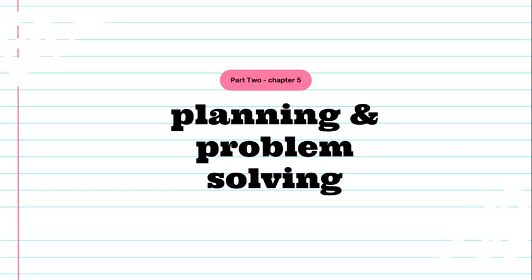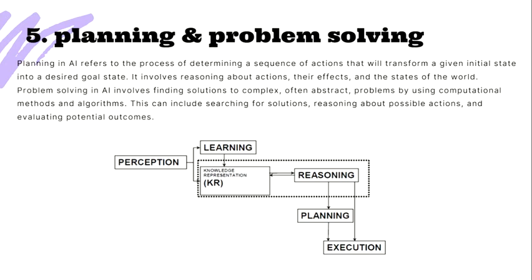Planning and problem solving. Planning in AI refers to the process of determining a sequence of actions that will transform a given initial state into a desired goal state. It involves reasoning about actions, their effects, and the states of the world. Problem solving in AI involves finding solutions to complex, often abstract problems by using computational methods and algorithms. This can include searching for solutions, reasoning about possible actions, and evaluating potential outcomes.